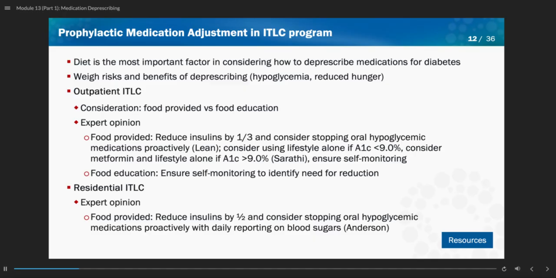Another important consideration in a medication adjustment is the benefits of deprescribing. Hypoglycemia is the most dangerous side effect of keeping diabetic medications in place, especially those that cause hypoglycemia, like insulins and sulfonylureas. So allowing a patient to actually run slightly higher than we would typically recommend during an intensive lifestyle change program may be appropriate. However, there are other considerations. When we deprescribe insulin, it may actually help reduce a patient's hunger drive and allow them to stay on the regimen a little bit easier than if they were continuing on the insulin.